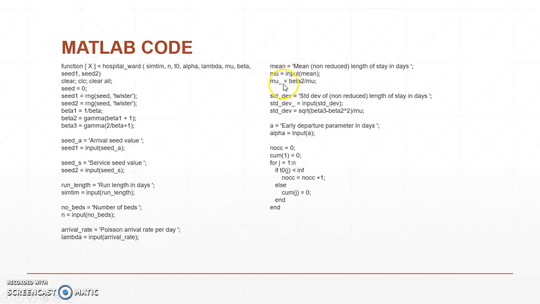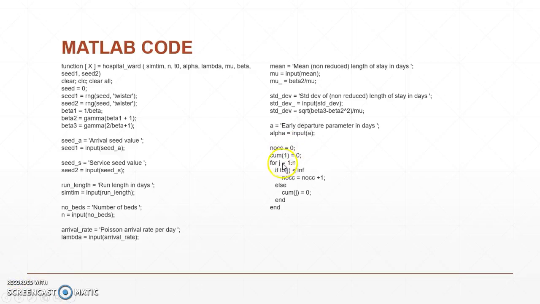We ask for the mean, or mu, which is the mean length of stay in days. That ends up becoming beta 2 over mu, and the way we do that is by taking that input number and equating it to beta 2 over mu. Then we ask for the standard deviation of the length of stay in days, which ends up being the square root of beta 3 minus beta 2 squared over mu. The last thing we ask for is the early departure parameter in days, which is alpha.